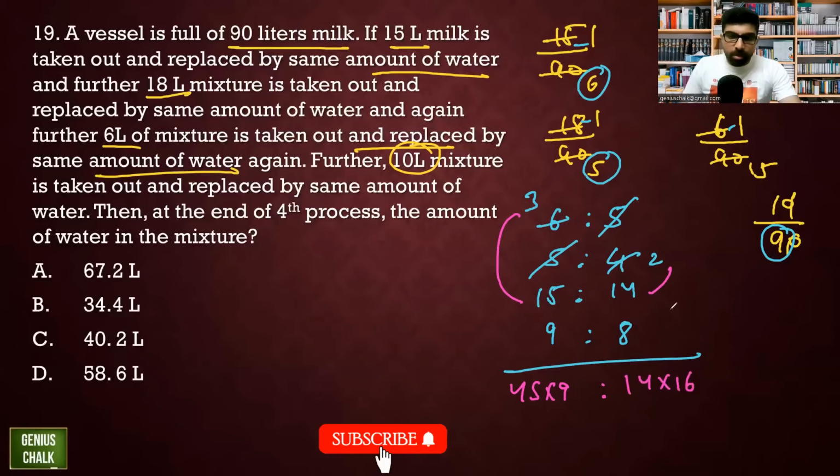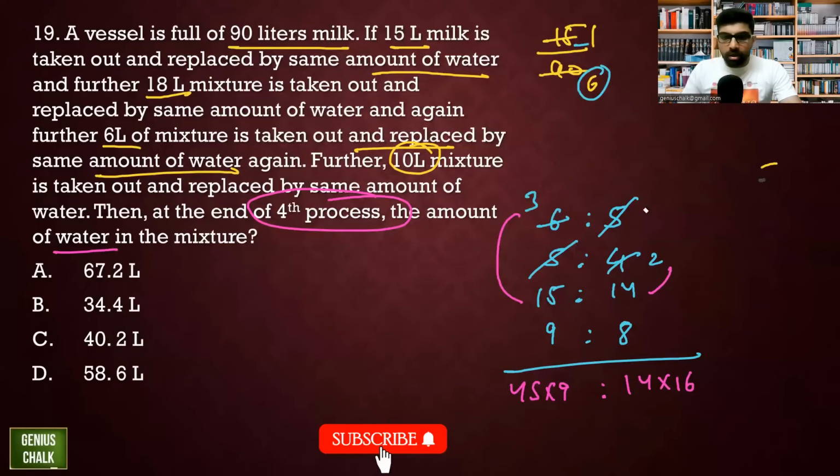I'm not multiplying it. Maybe something gets cancelled, so I can cancel. Now, at the end of the fourth process, the 4 processes are done. Amount of water in the mixture. See, again, focus. It's asking you water, not milk this time. Or the pure quantity of liquid. So it is asking you water, so go as per the instruction.